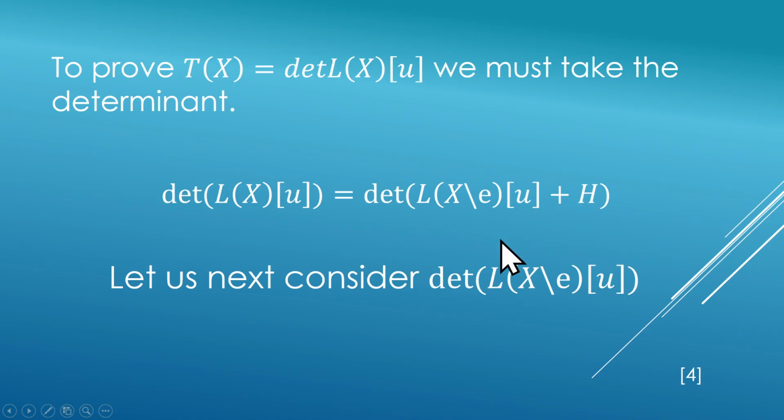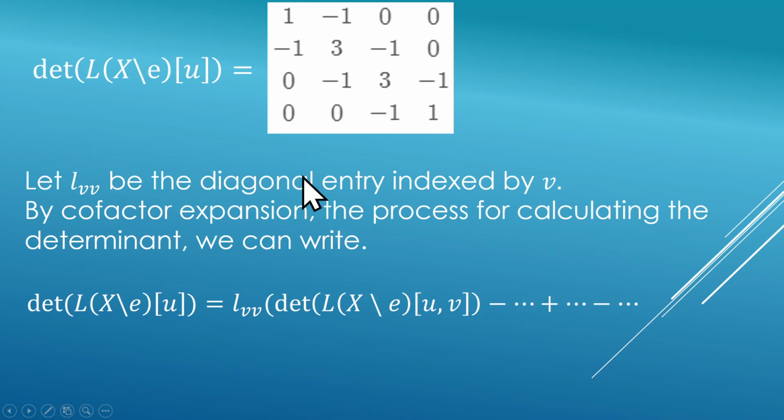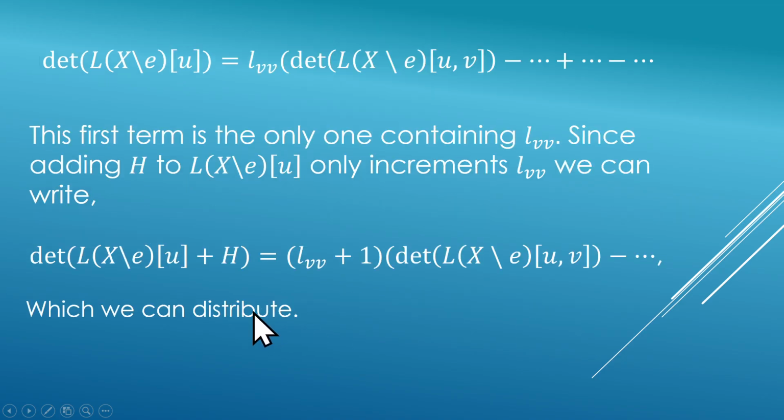So to further look at this, we'll first consider just the determinant of the Laplacian of x delete E and delete U. And if we were to take this and do our cofactor expansion, the process for finding the determinant of a matrix, because you can take the cofactor expansion of any row and column of the matrix, we could define it as this first term that is LVV, which would be this one here, delete those rows, and then take the determinant of this matrix, this cofactor of this, and we have this minus and plus all the other terms of the cofactor expansion that would be written out if we take the determinant. So we get this LVV here.